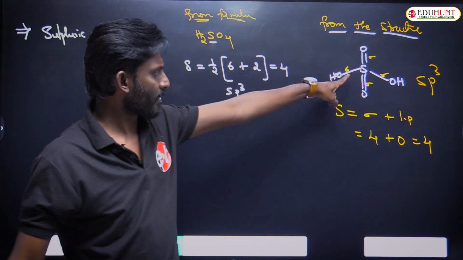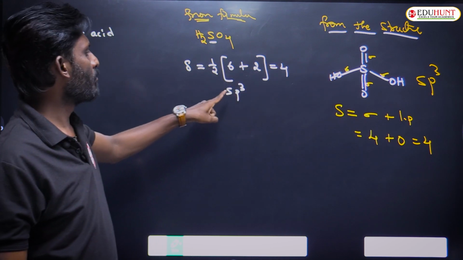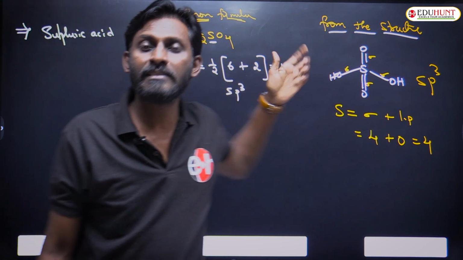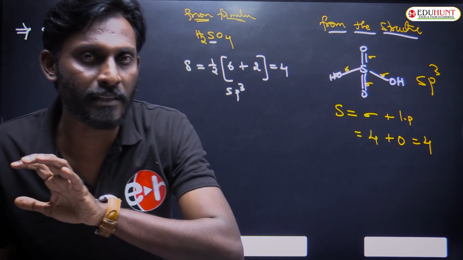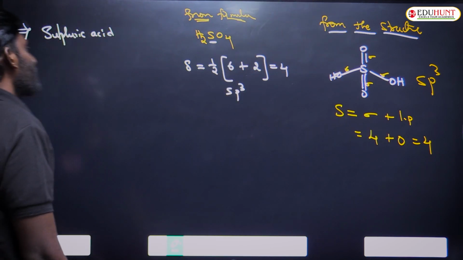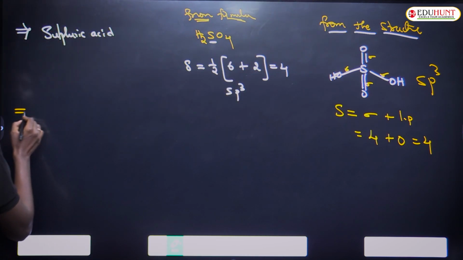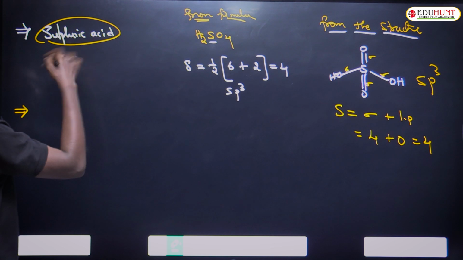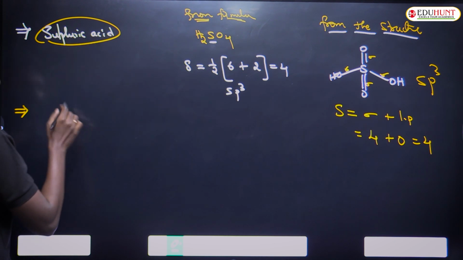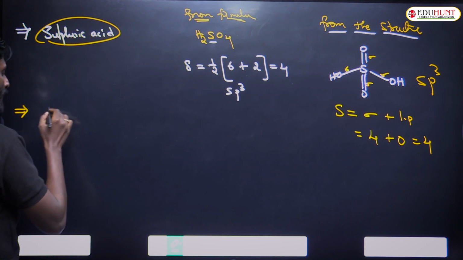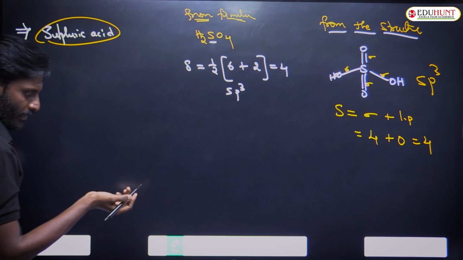So the structure and the formula both are telling you that in sulfuric acid the central atom is undergoing sp3 hybridization. Okay, you may or may not know the name. Similarly, you can go for phosphoric acid or carbonyl chloride.